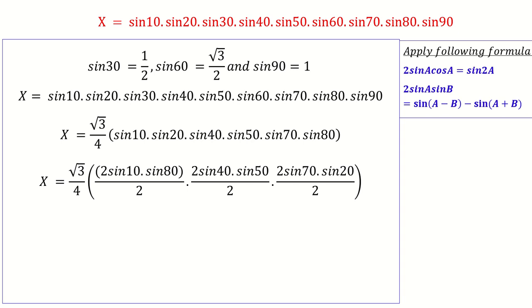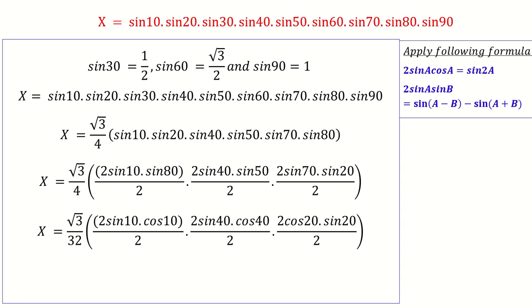So 2 sin 10 into sin 80 by 2. Numerator and denominator 2 get cancelled anyway. 2 sin 40 into sin 50 by 2. 2 sin 70 into sin 20 by 2. Now if you simplify this further, I changed sin 80 into cos 10, because sin 80 is nothing but sin of 90 minus 10, and sin of 90 minus 10 is cos 10. Similarly here, sin 50 is cos 40, and sin 70 is cos 20. If I replace all these, this is the value I get.